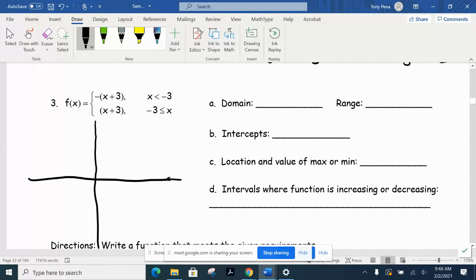So always remember the two things that we always know. What's the point that's getting shared? And what are the slopes? Because we always get two different slopes. Plot the point and then graph your slopes. And then all of this should kind of take care of itself. The domain, range, intercepts, the max, mins, all of that. We've already done them when we know the graph. Once we have the graph, we should be able to answer these.